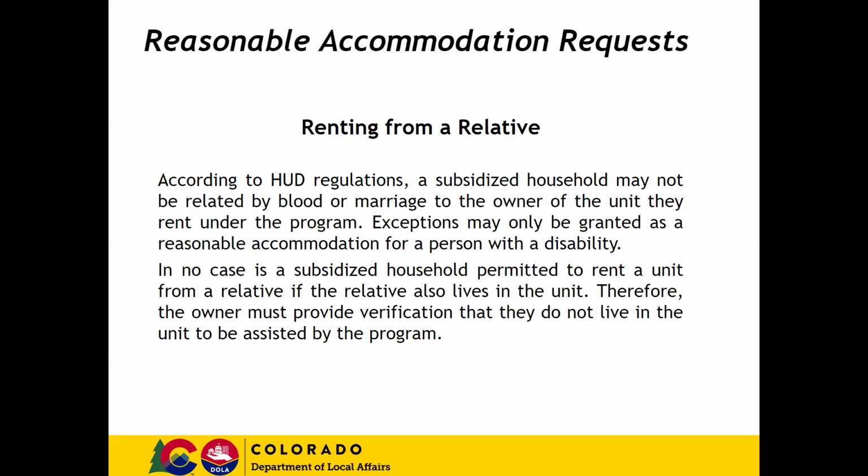Renting from a relative. According to HUD regulations, a subsidized household may not be related by blood or marriage to the owner of the unit they rent under the program. Exceptions may only be granted as a reasonable accommodation for a person with a disability. So here's an example where HUD has a very specific regulation, but they go on to say in their regulation that as a reasonable accommodation, we can grant exceptions to our regulation.